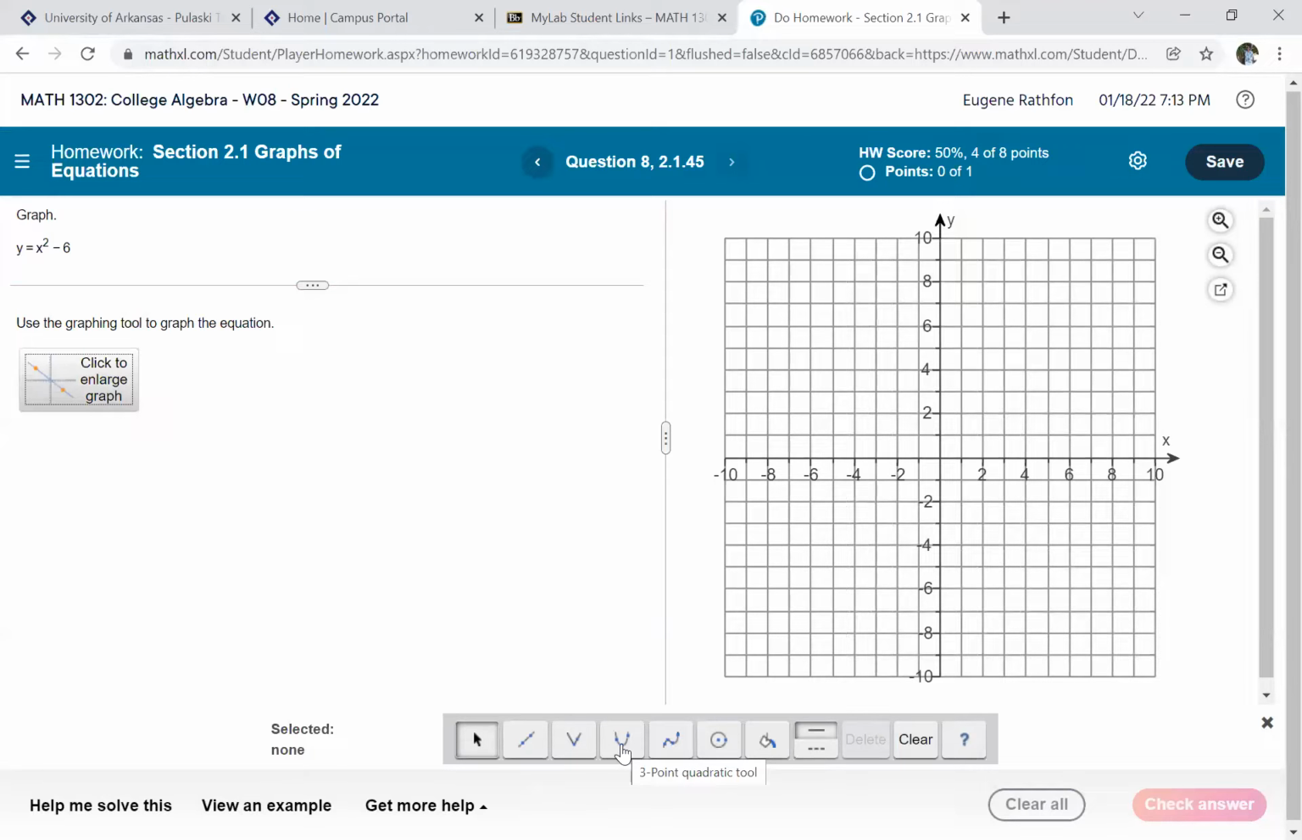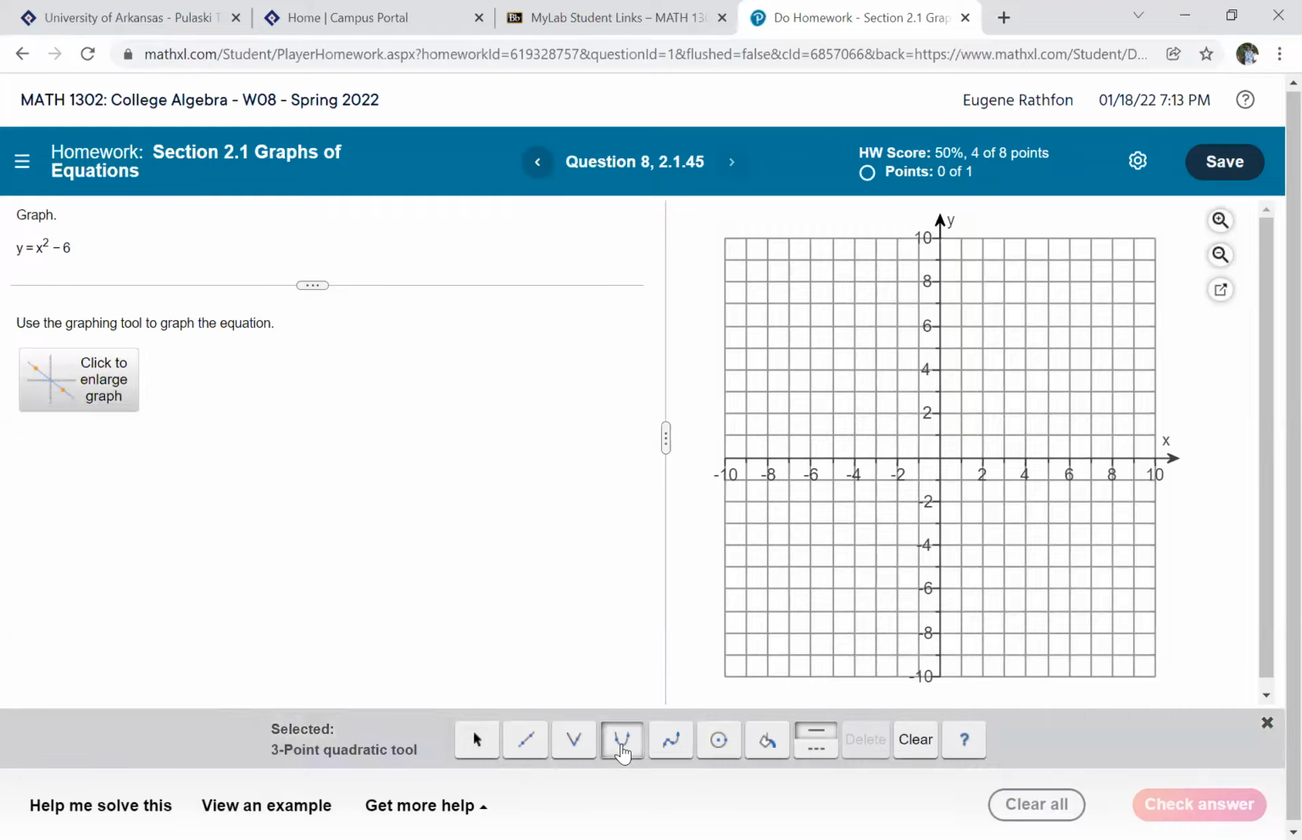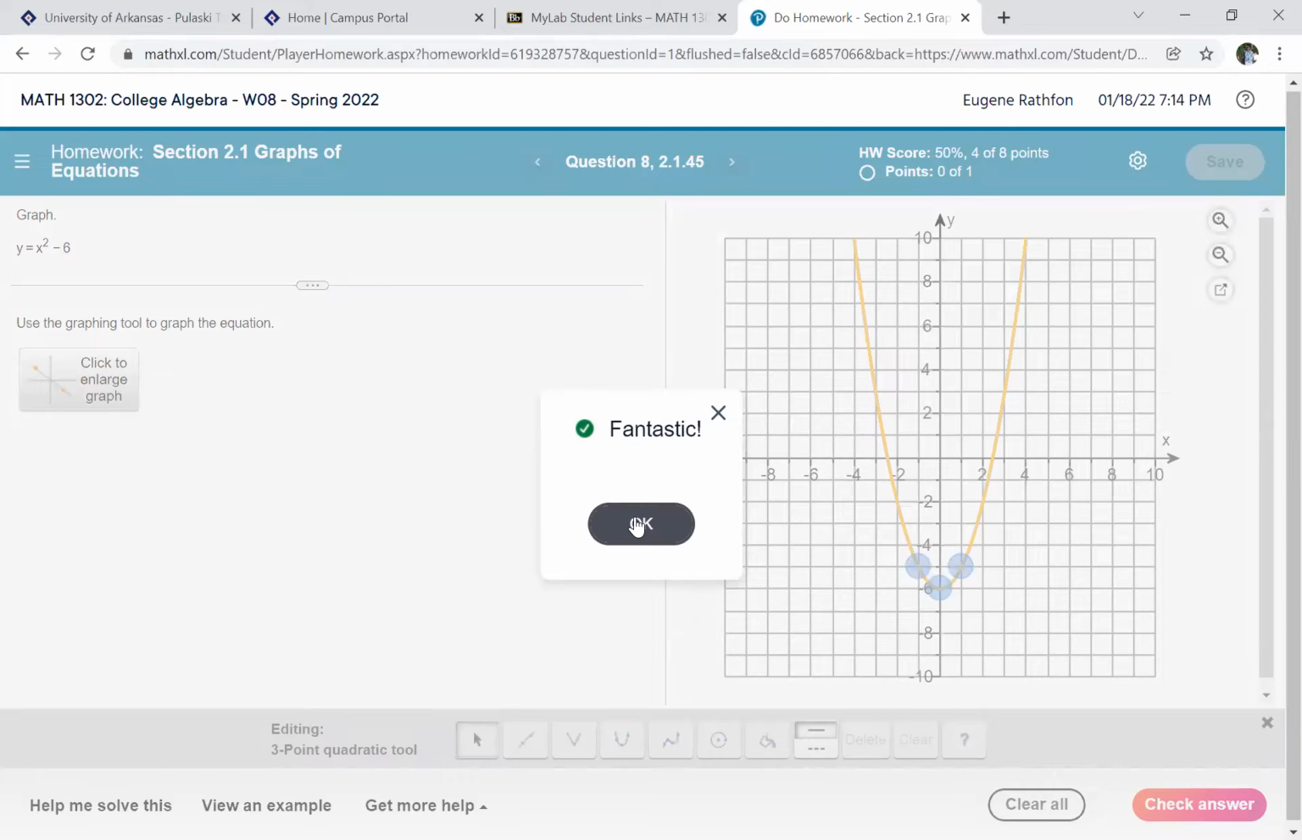So there's my parabola, my 3-point quadratic tool. So I can do -1, -5, so over 1, down 5. Then I can do 0, -6, so 0, down 6. And then my last point was 1, -5, so right 1, down 5. And then be done with it, okay? So then check that one and move on.